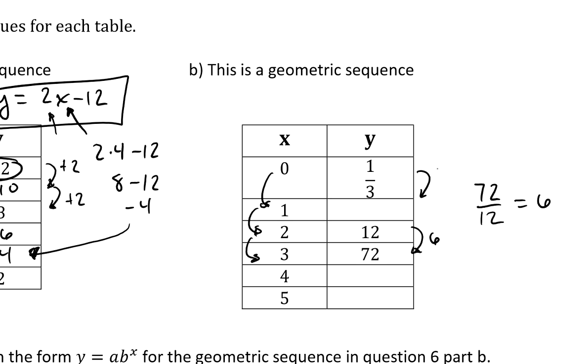And that'll in fact allow me to fill in the sequence starting from the beginning. So 1/3 times 6 would be the number 2. 2 times 6 is 12. Got it? 12 times 6 is 72. 72 times 6 should be 432. And then 432 times 6 should be 2,592. So these are the values that are in this table.